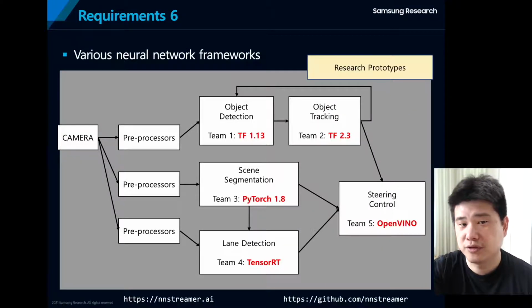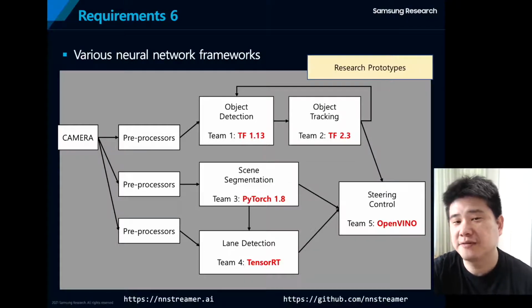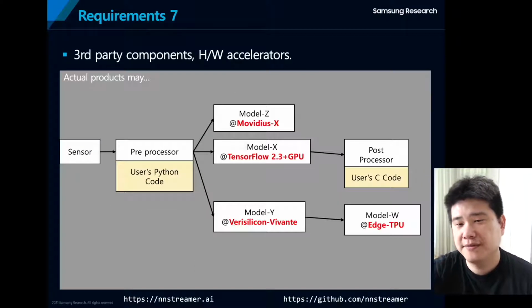And we wanted to support different neural network frameworks. We wanted to support such various frameworks inside a single instance of an application, because in many research prototypes, many different organizations are involved, and they may use different frameworks in their own organization. Even if this is a product, not a research prototype, we may use different hardware accelerators, and we wanted to use all such accelerators inside a single instance of an application.